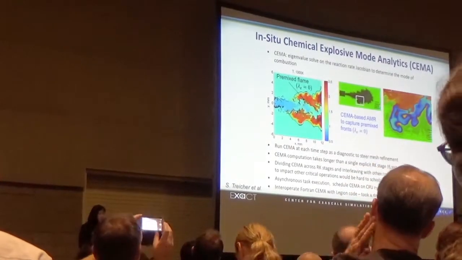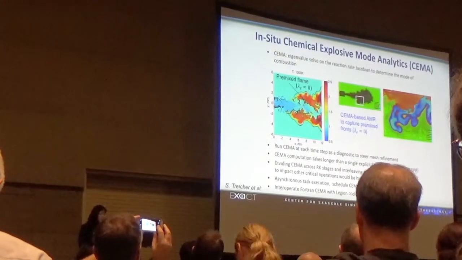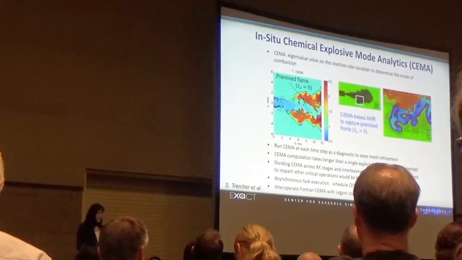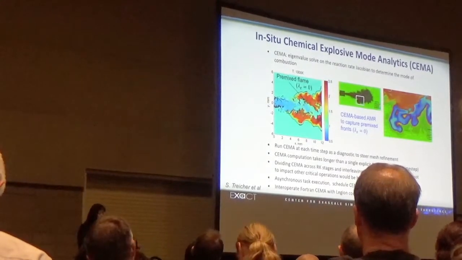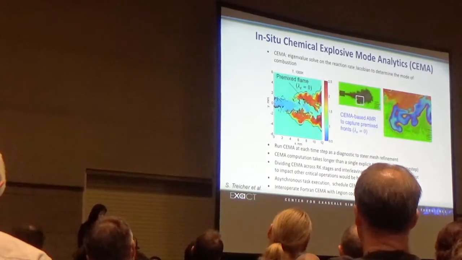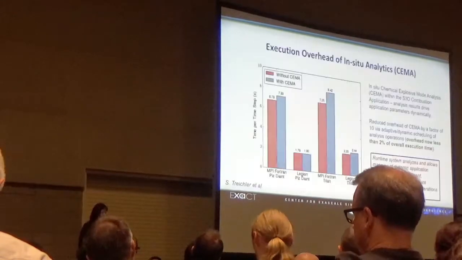And so dividing the analysis method across different Runge-Kutta stages and then interleaving it with other computations to hide the latencies would be very difficult to schedule manually. And so with the asynchronous Legion task model, we were able to schedule and actually run the code within about a day or two to implement this, rather than months.